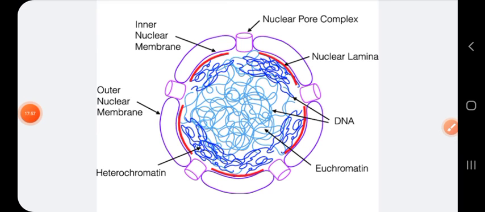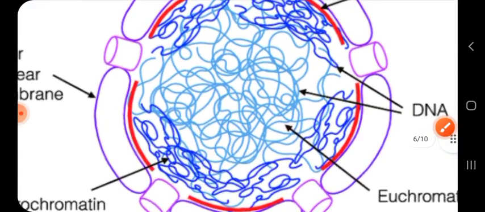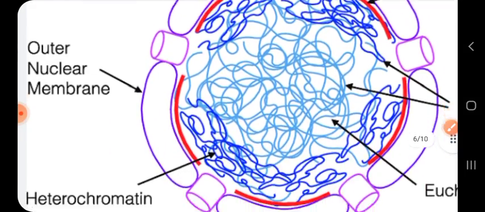Here you can see the inner nuclear membrane is continuous with the outer nuclear membrane, and it is like the membranes of the rough endoplasmic reticulum. The outer nuclear membrane is also decorated with ribosomes, which are engaged in protein synthesis. Now, the proteins which are made on this outer nuclear membrane are transported into this space.